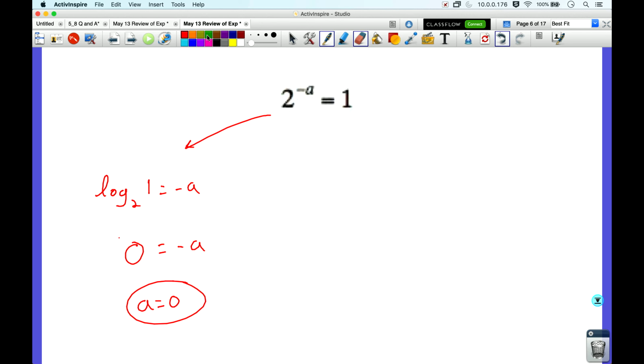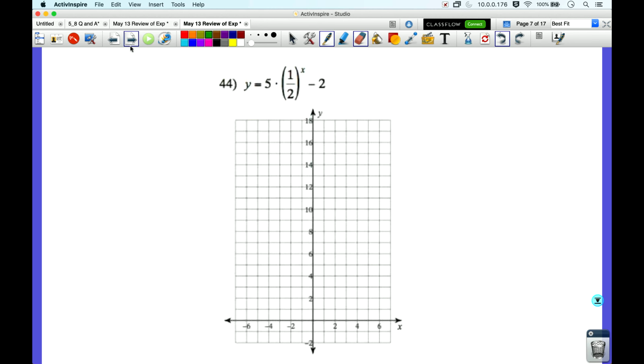The other way to solve this would be to express this 1 as a 2 to the 0th, then drop the base on both sides: negative a equals 0, a equals 0. It's about the same number of steps each side, but this side didn't require a calculator. All right, problem 44.